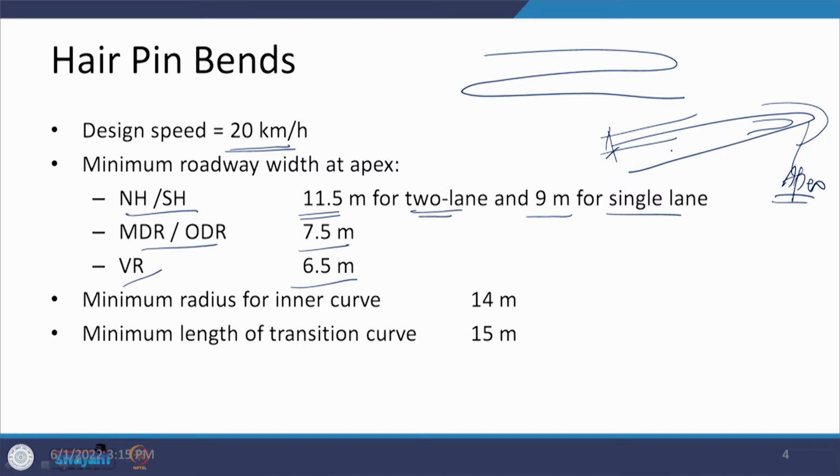Then the other case is that when you are providing it, there is going to be the radius, and this radius at the inner curve at the minimum level is 14 meters. Similarly, when you have this type of curve coming from a straight section, then we have a transition curve, and then we have a curve like this. So, there is a transition curve here, a straight here, and a circular curve maybe at the apex. In that case the minimum length of the transition curve is also defined as 15 meters. So, they are all minimum things. If it is more than that, it is always going to be better.